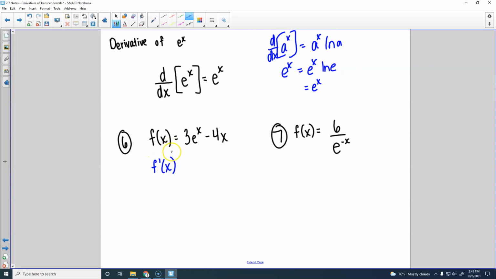So for number 6, the derivative of 3e to the x is 3e to the x. Don't do anything to it. The derivative of negative 4x is negative 4. So these are the easiest of derivatives, as long as you remember your rules.